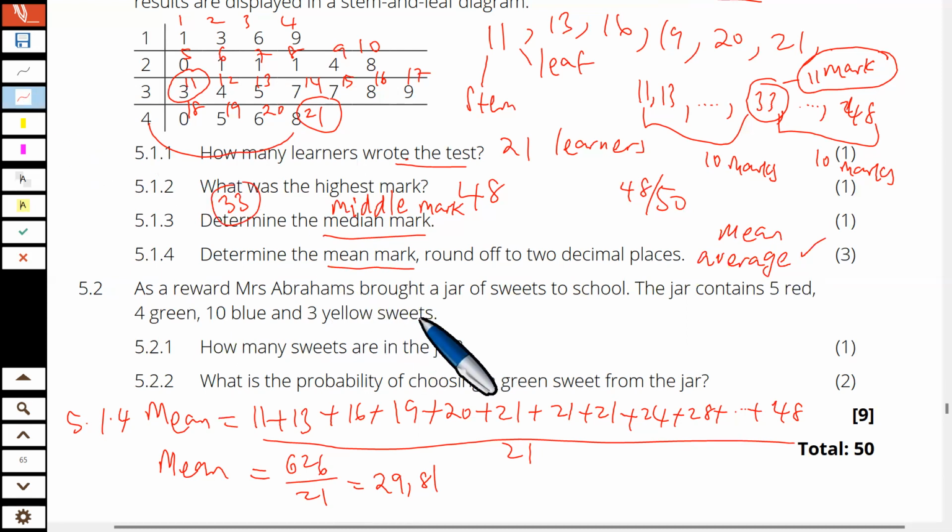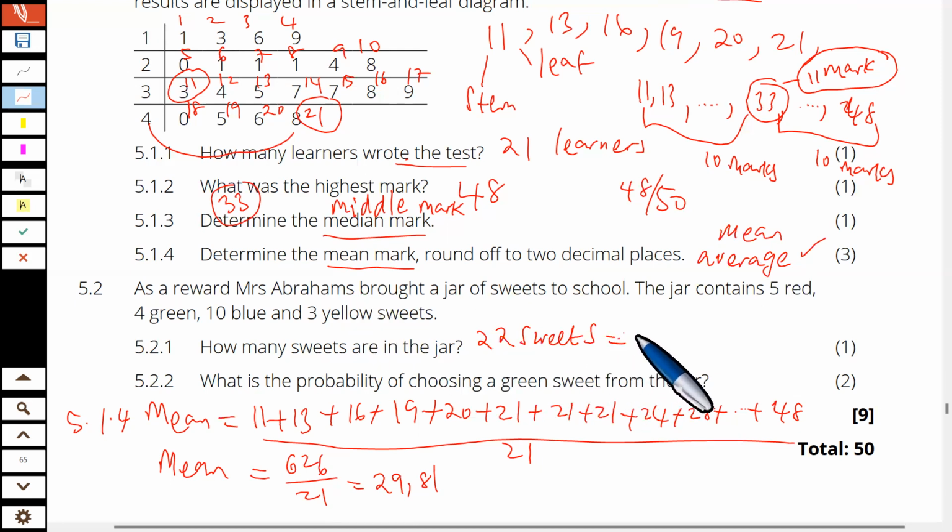So if you look at 5.2.1, as a reward, Mrs. Abrams brought a jar of sweets to school. The jar contains 5 red, 4 green, 10 blue, and 3 yellow sweets. How many sweets are in the jar? What do you think? 22. Yeah, well done. So there are 22 sweets in the jar.